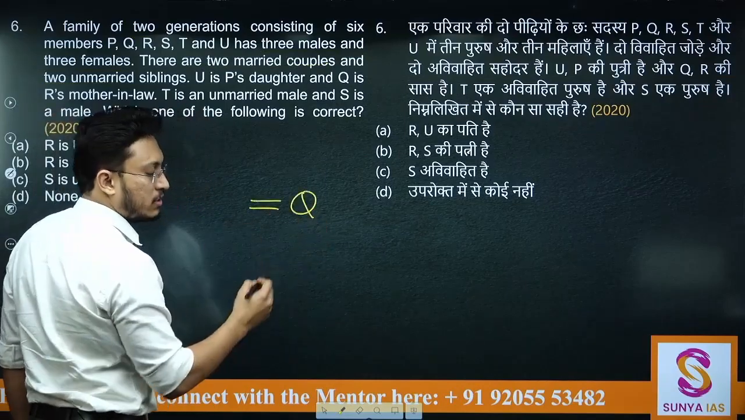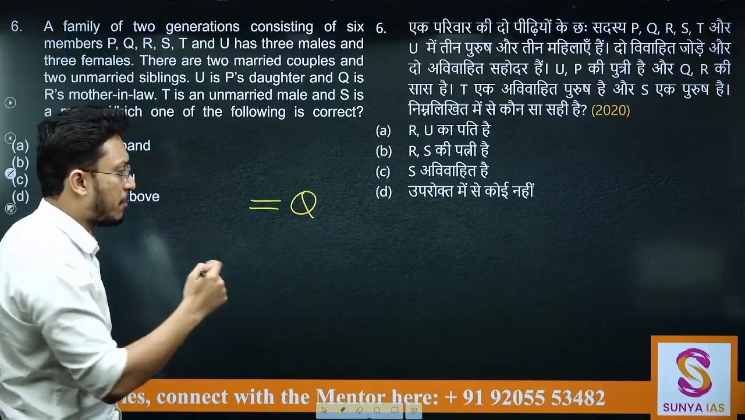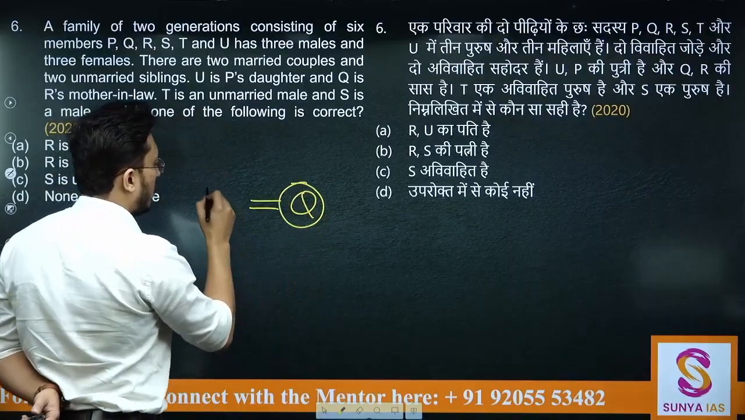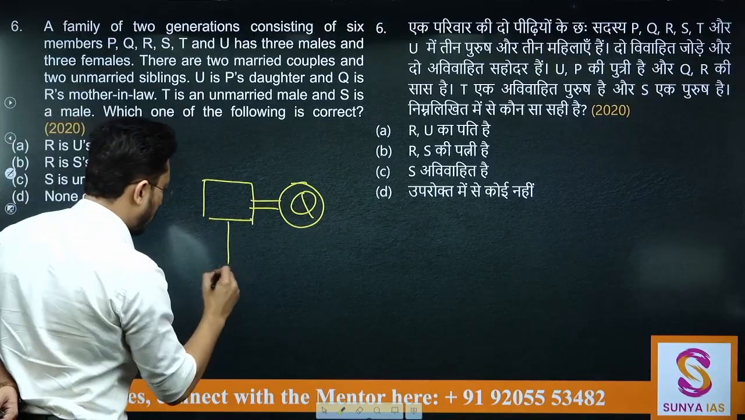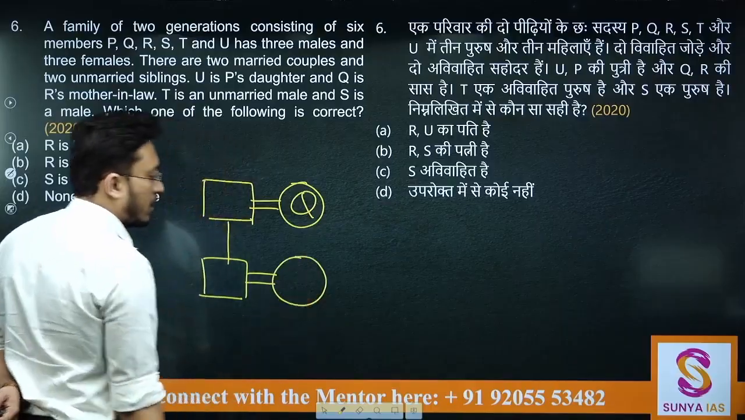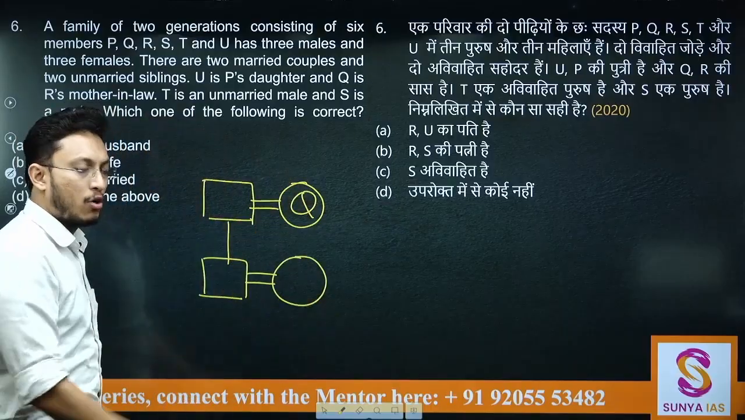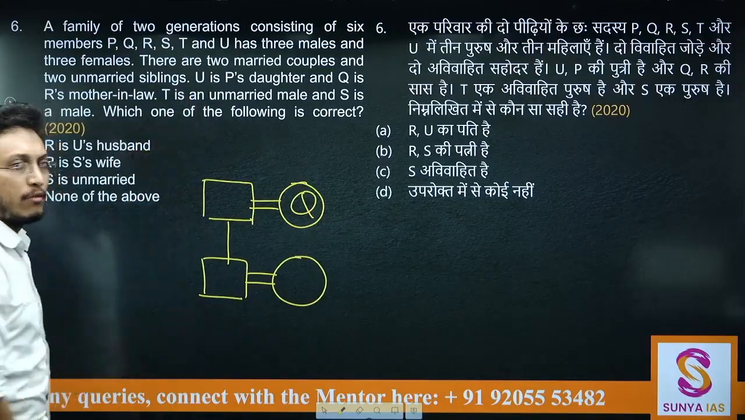So if this is the mother-in-law and we are talking about 2 generations in the family, so if this is the mother-in-law, this would be father-in-law, and you will have a son here and a wife here, and Q becomes the mother-in-law of this person here, and we are talking about a family here.